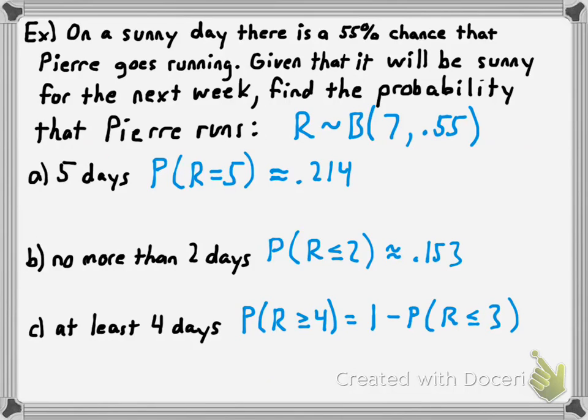All right, now this answer makes a lot of sense too. There's about a 60.8% chance, and you can write these as percentages, by the way. I'm not, but you can. There's about a 60.8% chance that he's going to go running at least 4 of those days.